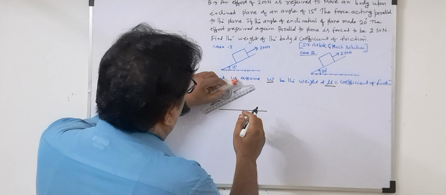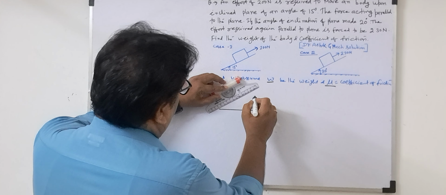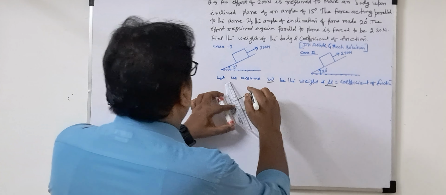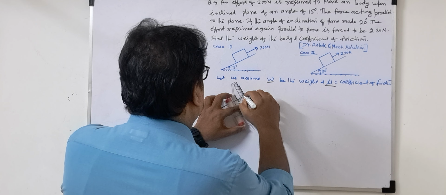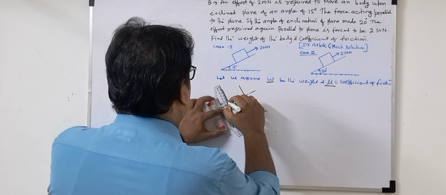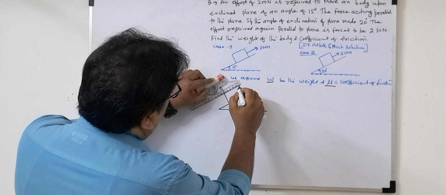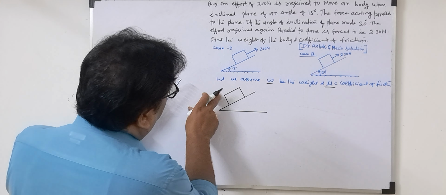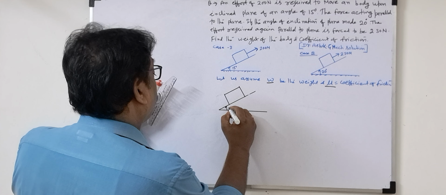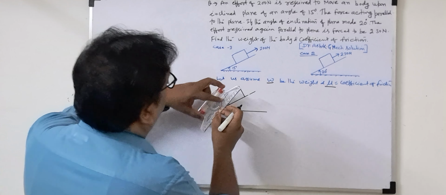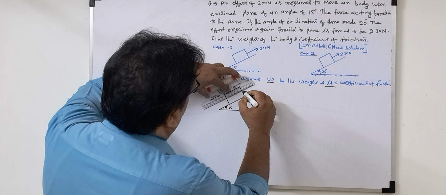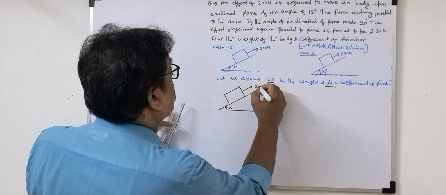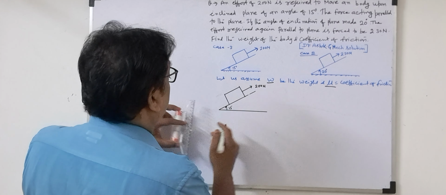An incline of 15 degrees. Approximately we draw 15 degrees, then the weight and the block. We draw the block on the inclined plane. This angle is 15 degrees. Then the effort required, how much? 200 Newton is given for this.